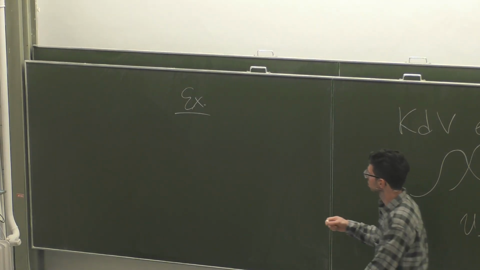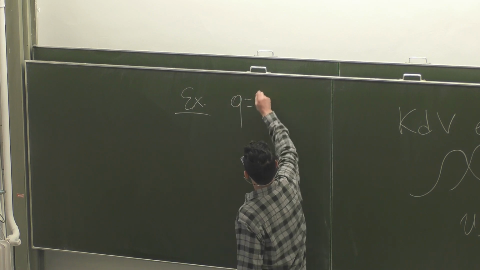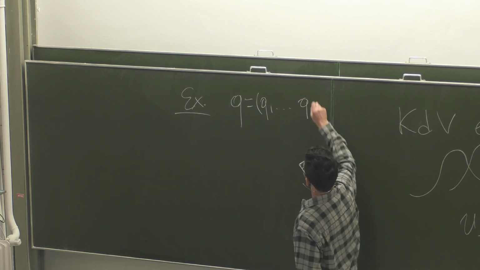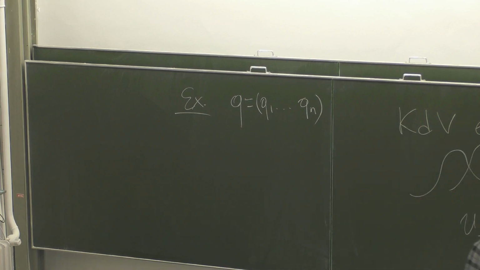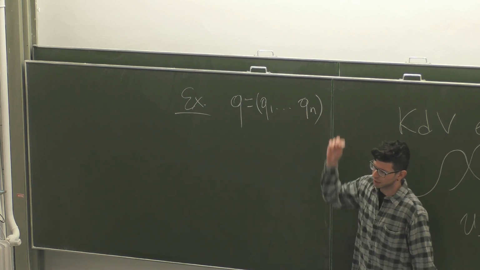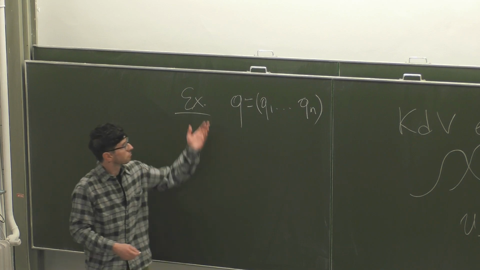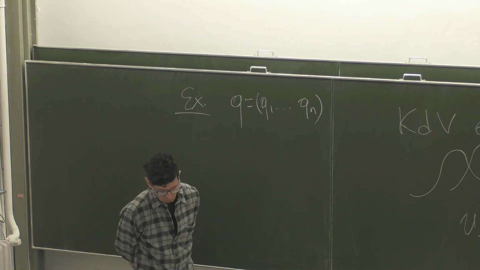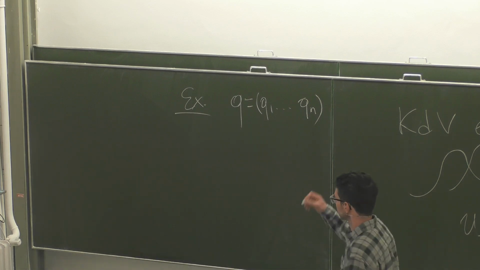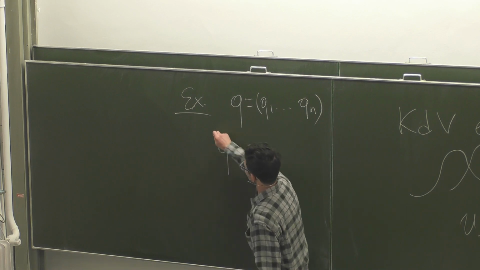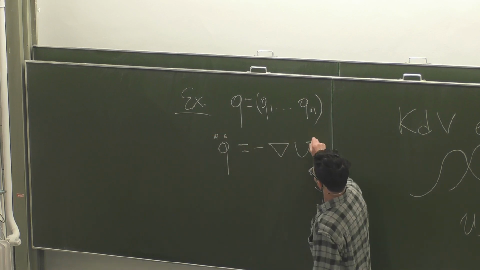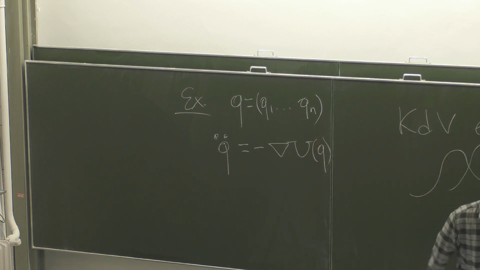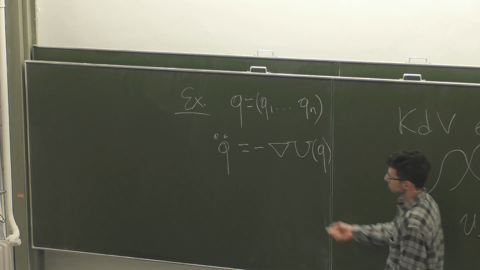So we can consider a particle which moves in n-dimensional space. So this q is coordinates in that n-dimensional space. You know, so q is kind of a vector, q1, etc., qn. And suppose this particle moves in a potential force field, then the equation that describes the motion is that the second derivative of q is equal to the negative gradient of the potential function. That's Newton's second law, assuming that the mass is equal to 1.